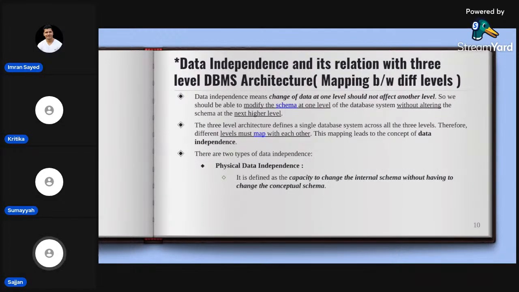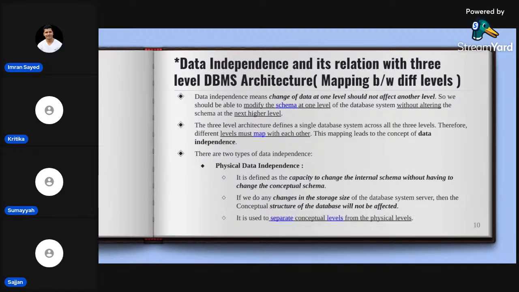Physical data independence is defined as the capacity to change the internal schema without having to change the conceptual schema. If we do any changes in the storage size of the database system server, then the conceptual structure of the database will not be affected. It is used to separate the conceptual level from the physical level. Physical data independence occurs at the logical interface level.